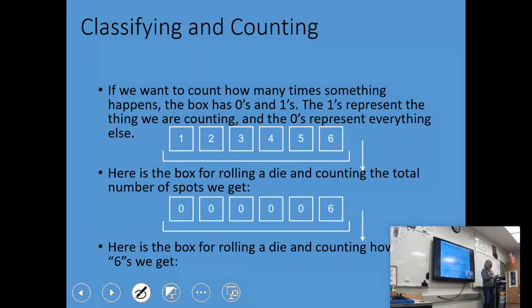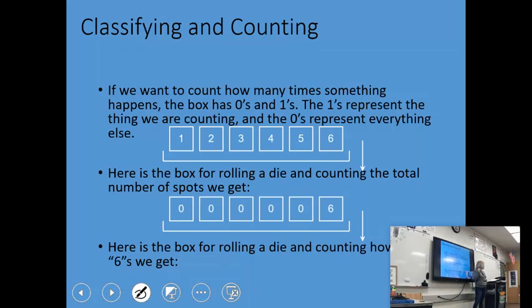So I also want to talk about when you're making a box model, like, for example, this first one, if we want to count how many times something happens, the box has zeros and ones. So like this one with the 1, 2, 3, 4, 5, 6, remember we had an example, you roll a die, you get paid what you roll. So that would be like this, okay? Well, if you only got paid when you rolled a 6 and you got 0 for everything else, then it might look like this because you're only counting the 6, right?